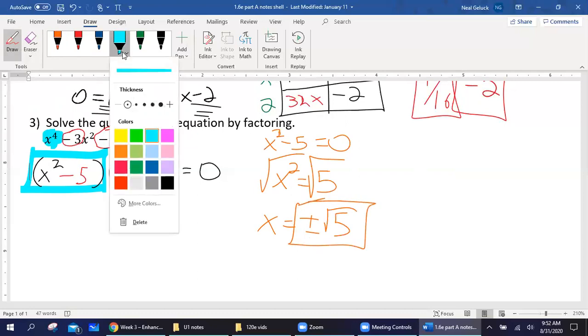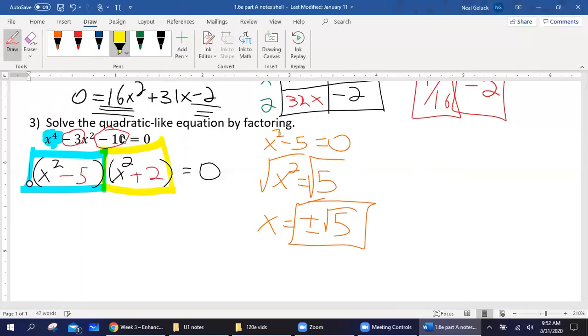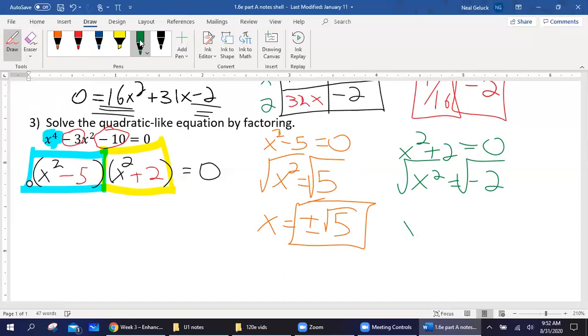For the second factor, x squared plus 2, again, I want that to be 0. If I subtract over 2, I take the square root. Again, I'm going to get a plus or minus. Now remember, this is the square root of a negative, so I can remedy that by just saying i√2.